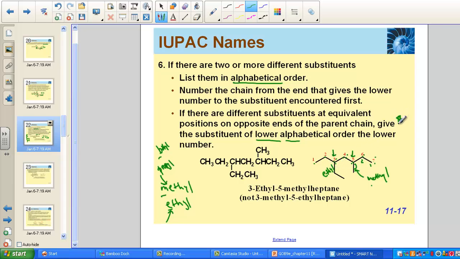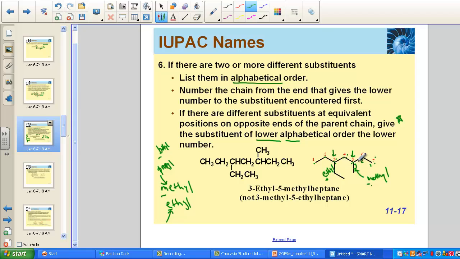This is saying if we have substituent groups at equivalent positions, so starting from left to right, I get a branch coming off of carbon 3. If I had started numbering right to left, I get a branch off of carbon 3. How do I know which way to begin numbering? That's when the alphabet plays a role. Start by numbering to give the highest alphabetical preference to the E over the M.